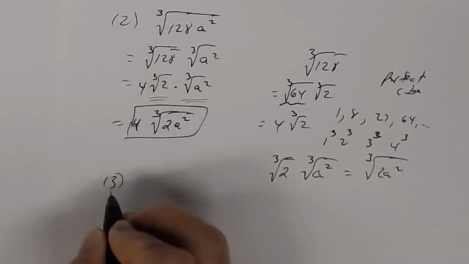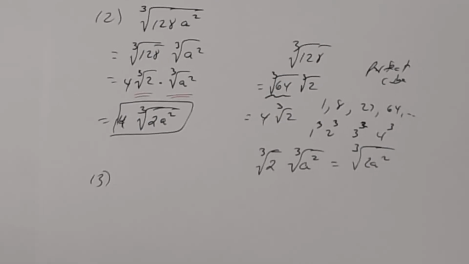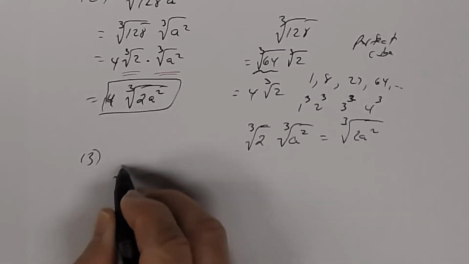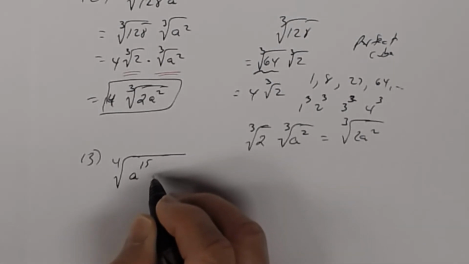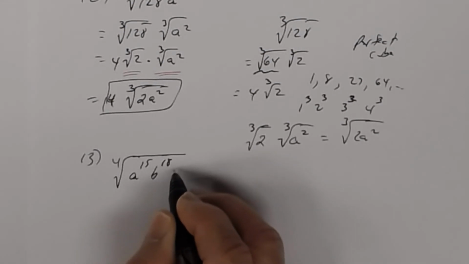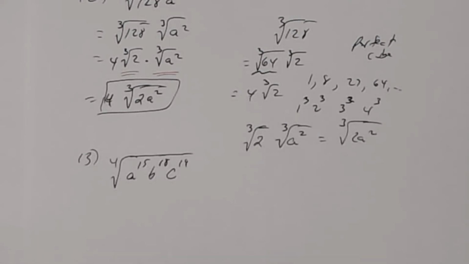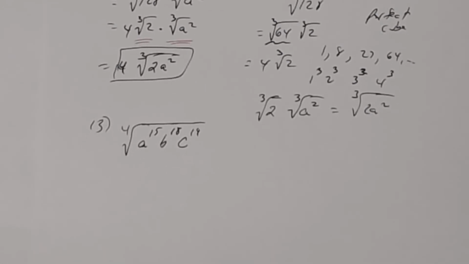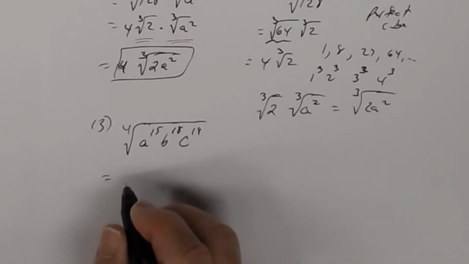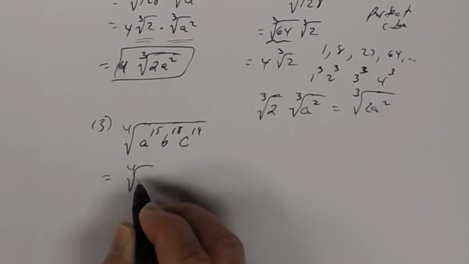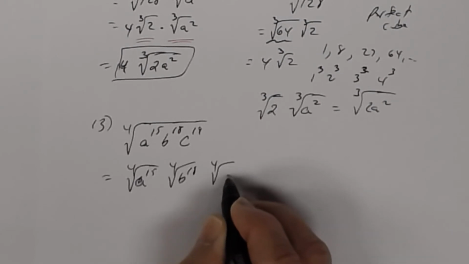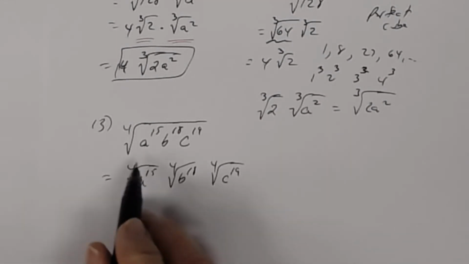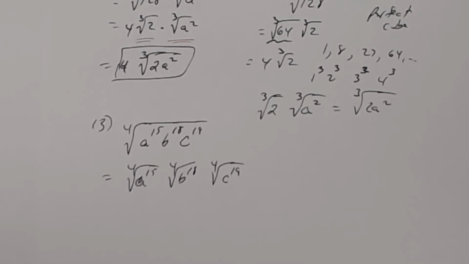Okay, 13, we're almost done. 13, this time let's look at a fourth root. Fourth root of a to the 15th, b to the 18th, c to the 19th. By the product property, I can write this as the fourth root of a to the 15th times the fourth root of b to the 18th times the fourth root of c to the 19th. Make sure you see your index. Make sure your indices are correct.